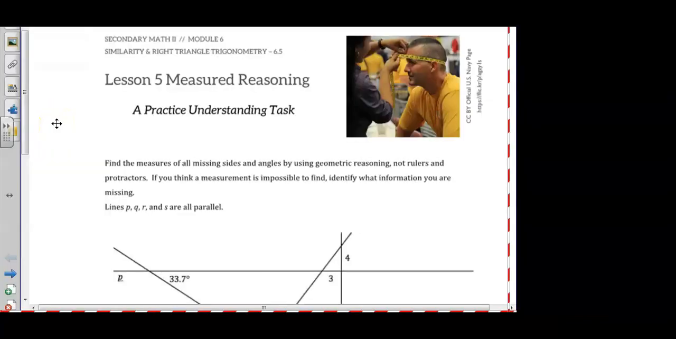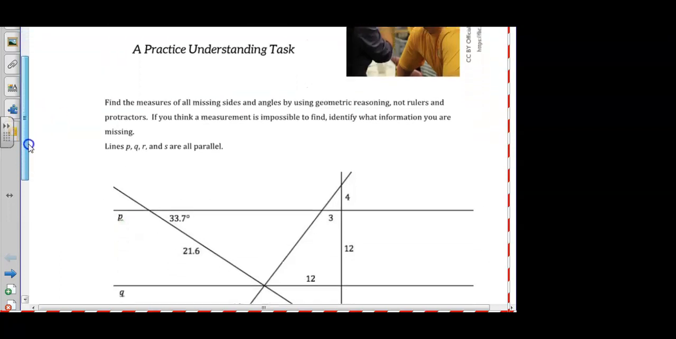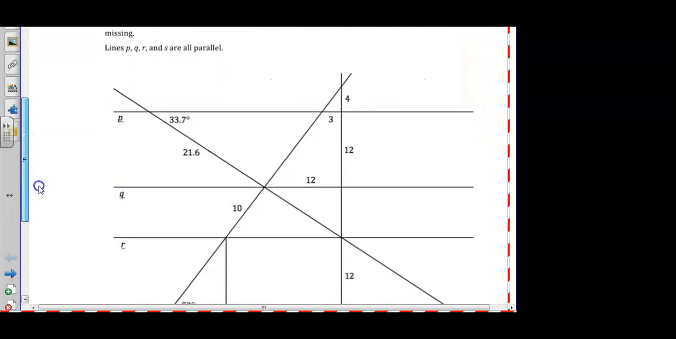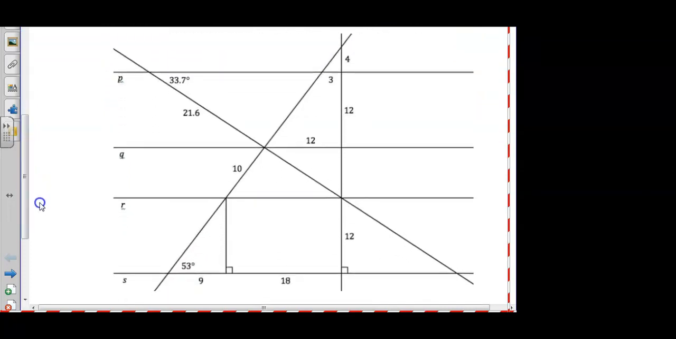In the first part of Lesson 5, Measured Reasoning, we are asked to find the measures of all the missing sides and angles by using geometric reasoning, not rulers or protractors. So we were given this diagram and told that lines P, Q, R, and S are parallel. Because we are given that, I will mark them as parallel, which in math we just draw arrows. So P, Q, R, and S. And we're asked to fill in all the missing information.